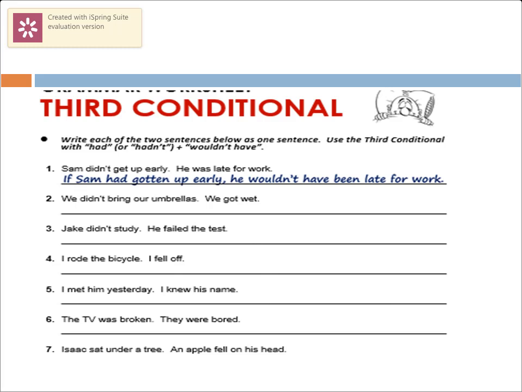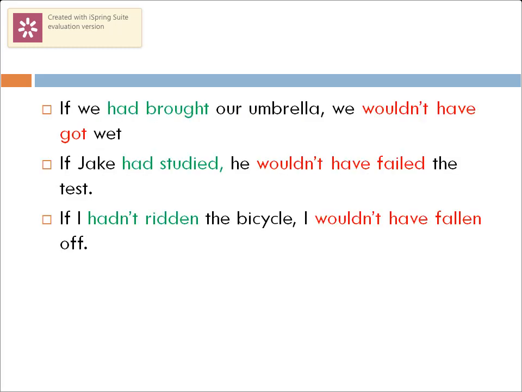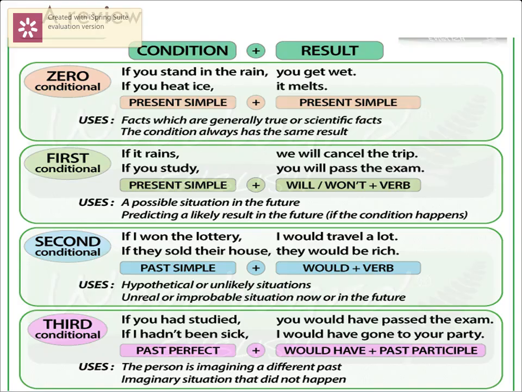I rode the bicycle, I fell off. Had I not ridden my bicycle, I would not have fallen off. I met him yesterday, I knew his name. Had I not met him yesterday, I would not have known his name. The rest for you to do at home. That's an exercise. Now let's have a quick review.